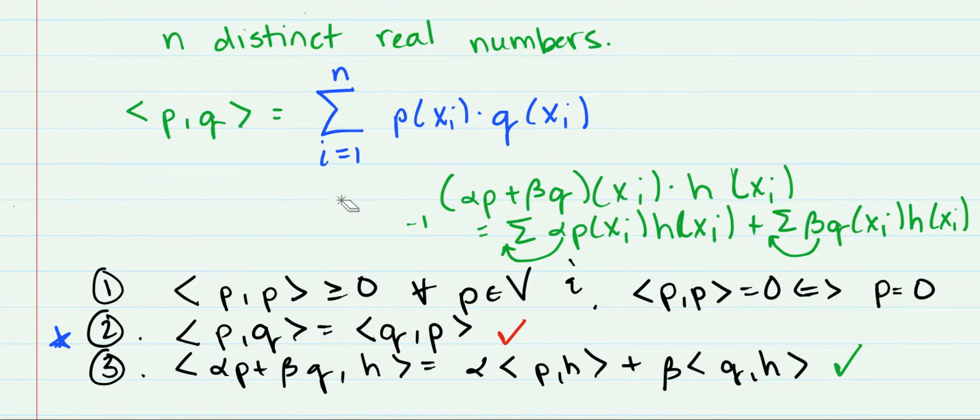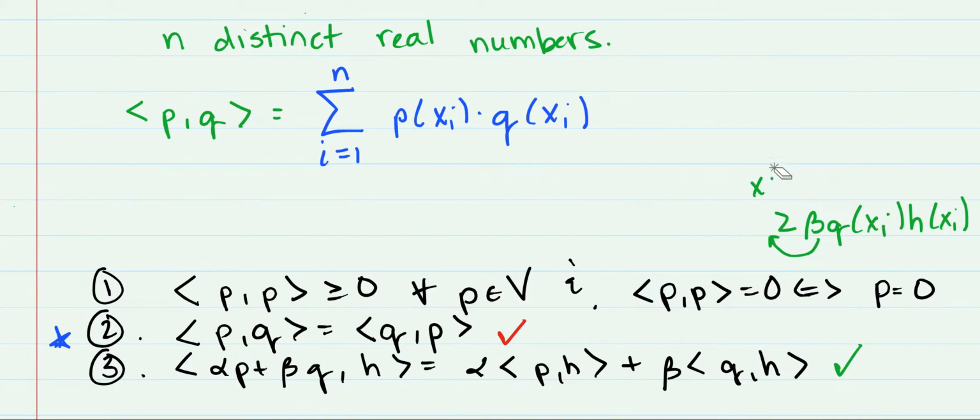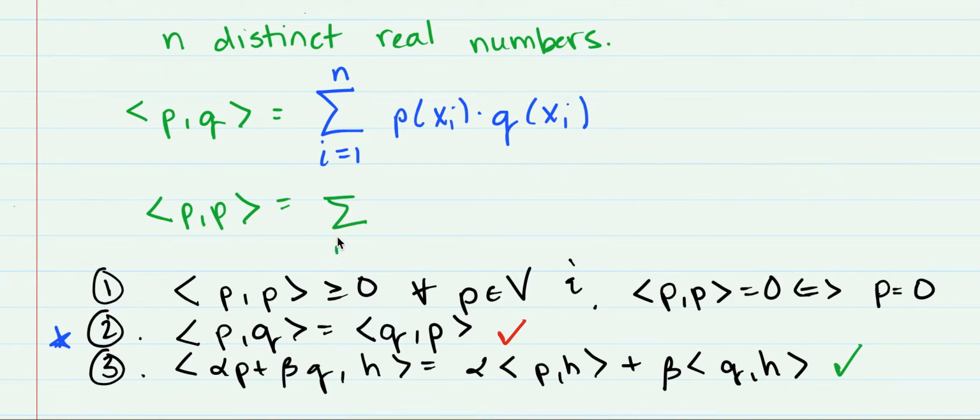And then the last thing is you just have to check that if I take the inner product of p with itself, well, by definition, that's the sum of p(xi) squared. And obviously these are real numbers, we're squaring them. When you square real numbers, it's going to be positive or 0, so definitely it's going to be greater than or equal to 0. And also, the only time you're going to get 0 is if every single one of them is 0. So it does pass the properties of an inner product space. So it is an inner product.